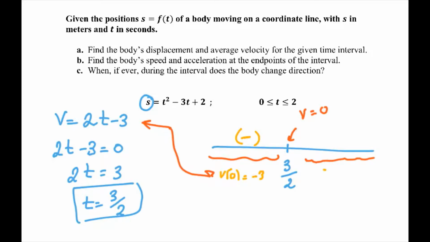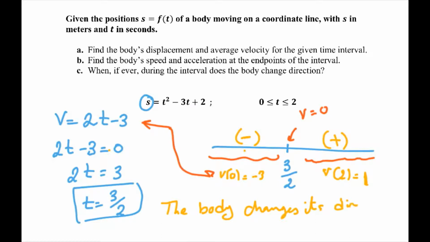Let's move on to this side. Let's take, for example, number 2, v2. v2 is going to be 2 times 2, which is 4, minus 3 is 1. So that's positive. Then it was negative, backward, and then positive, forward. Then we will say the body changed its direction at t equal 3 over 2 seconds.